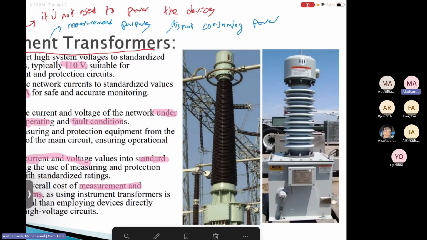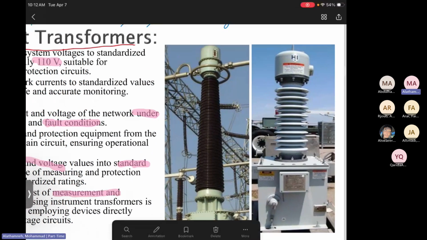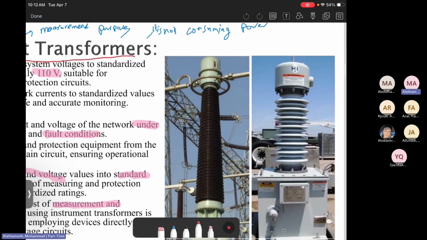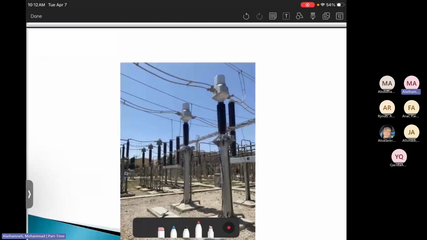Look at this picture here. You will see two pictures. Those are CT, CT and CT. The CT can be distinguished by seeing this top. This is a top, this means a CT. When you see this top with a cylindrical shape, this is a CT as well. The CT is used to measure the currents, as we see here in this picture.